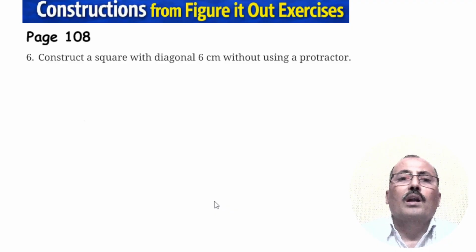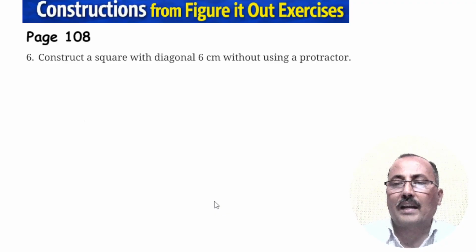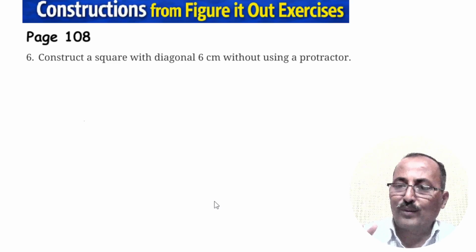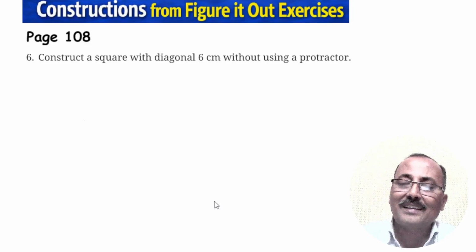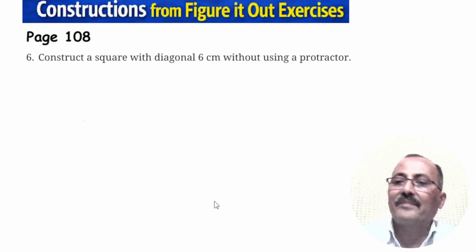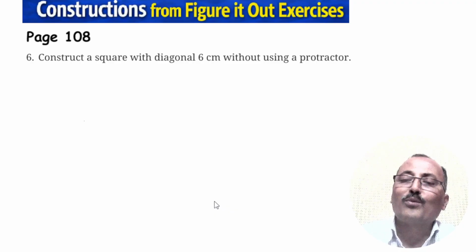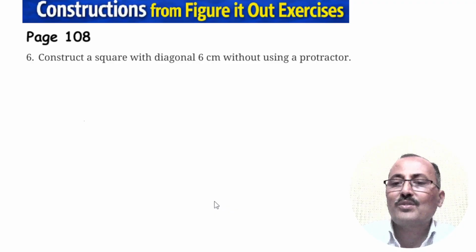On page number 108, construct a square with the diagonal 6 centimeter without using a protractor, they said. So we have to construct a square without using a protractor. Diagonal is 6 centimeter. Why are they saying without using a protractor? Because square diagonals are perpendicular. If you use a protractor, you will find out 90 degree and finish up the sum. So that we don't want. Then how to do it? Use a compass.